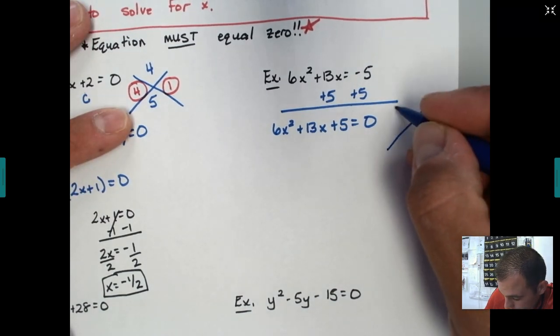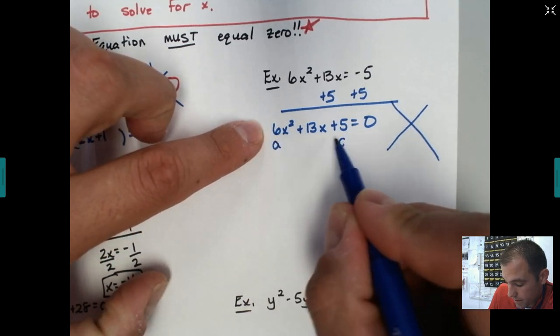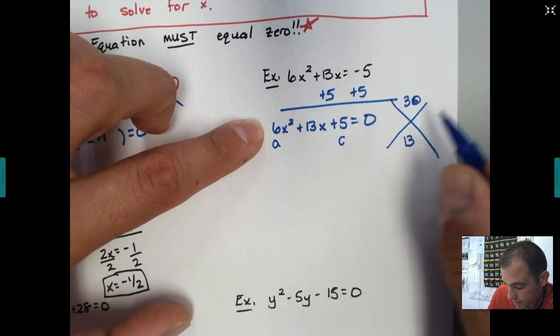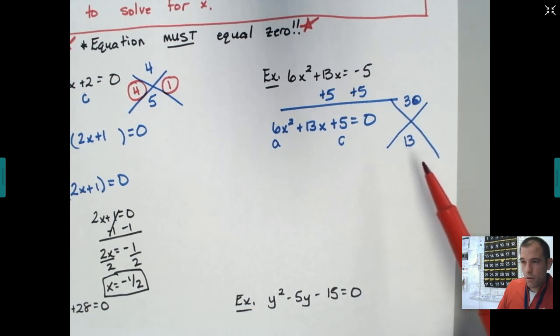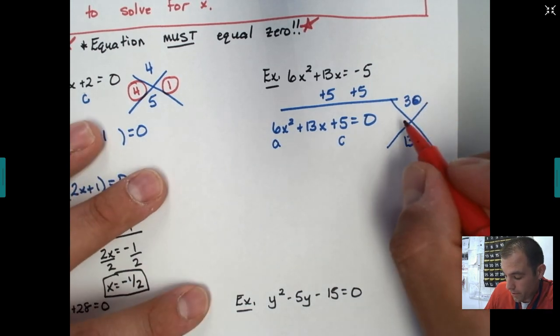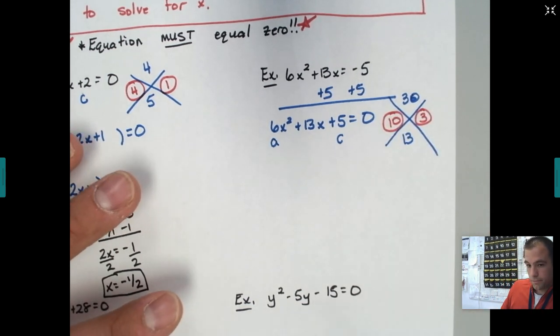I'm going to make my x first number, so a times c. 6 times 5 is 30. 30 adds to get 13. So we think about it for a minute. What multiplies to get 30? 6 and 5, no, that won't get us 13. 1 and 30, no. 15 and 2, no. 10 and 3. So we are going to use the numbers 10 and 3.